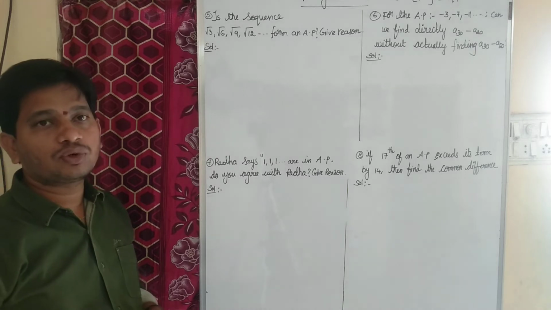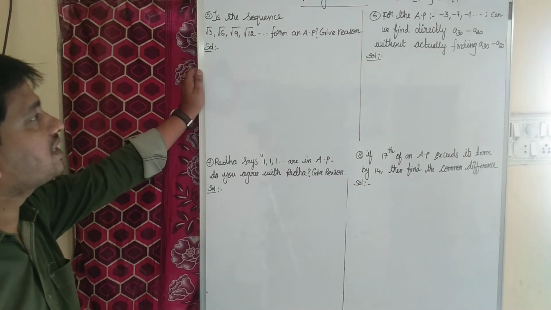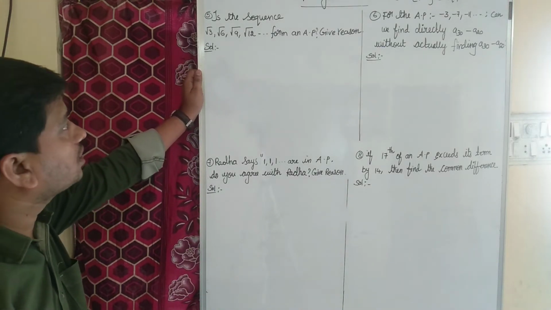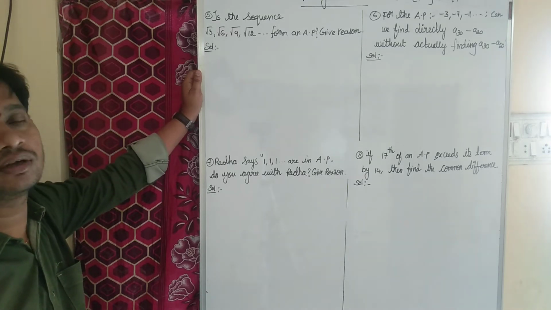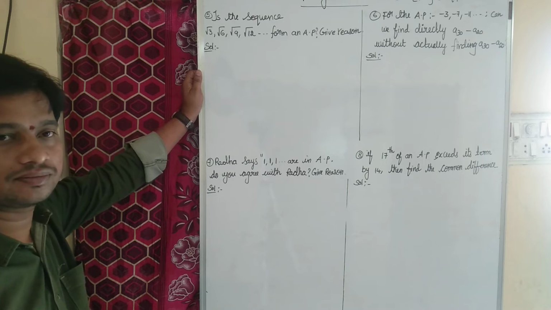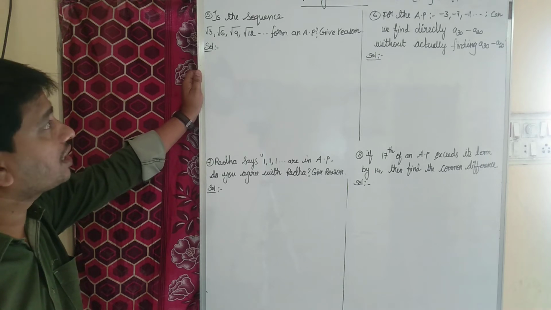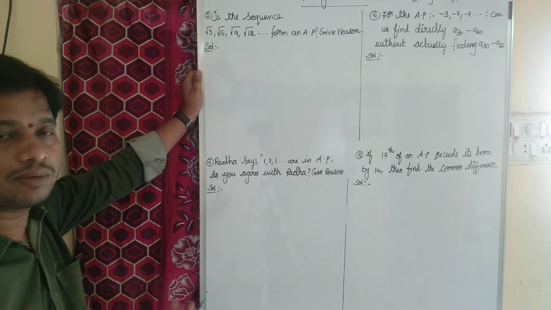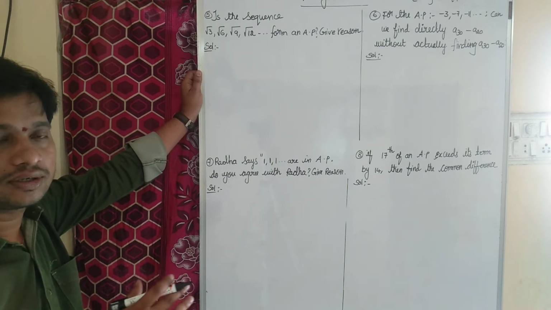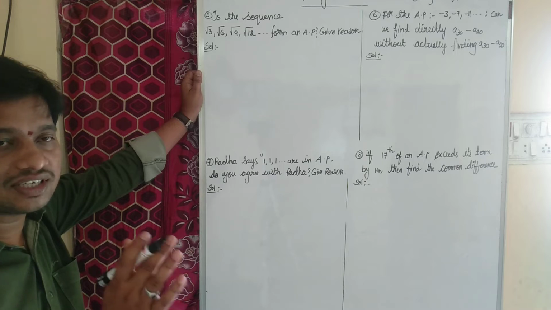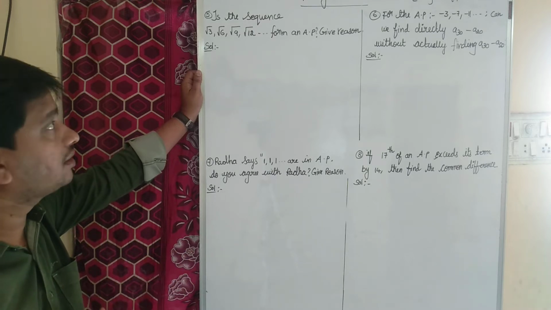Now coming to fifth question. Does the sequence root 3, root 6, root 9, root 12 form an AP? Give reason. When can we say that the given sequence is in AP? If the common difference d is constant, then we can say that the given sequence is in AP, right?